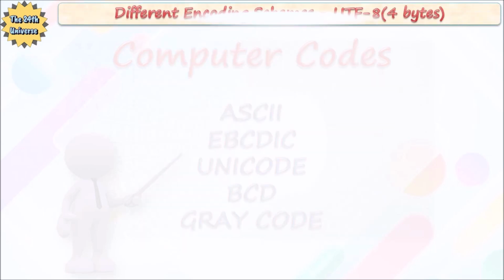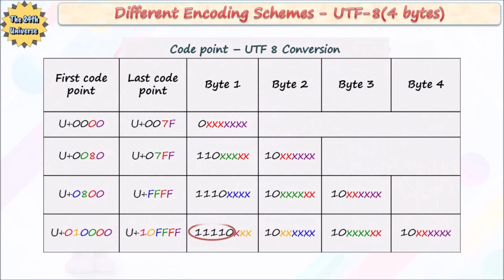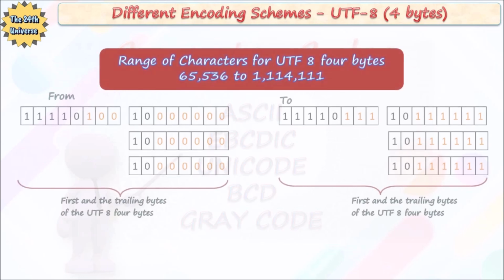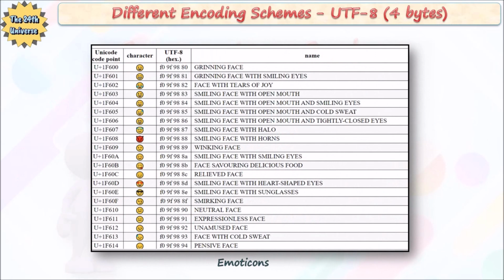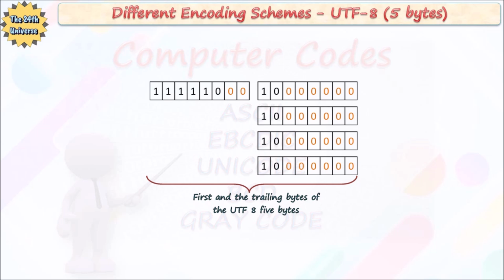And for UTF-8 4 bytes encoding, the MSB of the first byte starts with 11110 and the MSB of the trailing bytes, that is the second, third and fourth bytes, starts with 10. So, with the remaining 21 bits, the range of characters we can represent in UTF-8 4 bytes is 65,536 to 1,114,111, and the code points include emoji and mathematical symbols. To represent 5 bytes, the MSB of the first byte has to be 111110 and the MSB of the trailing bytes 10. And in this way, the expansion is easy with the Unicode system.